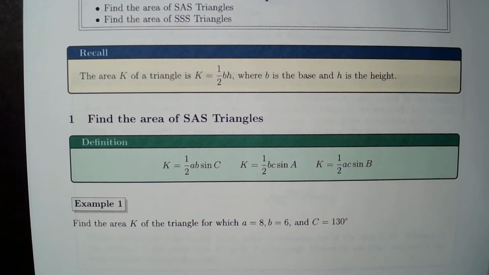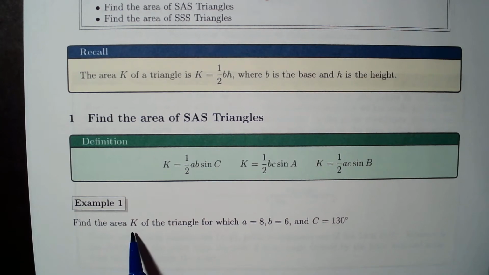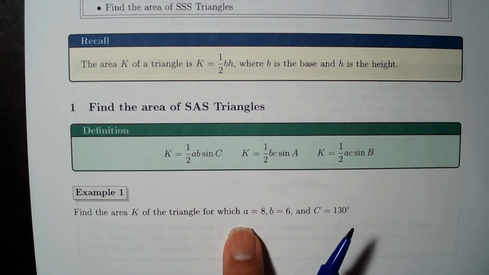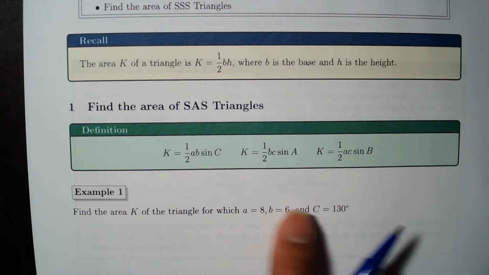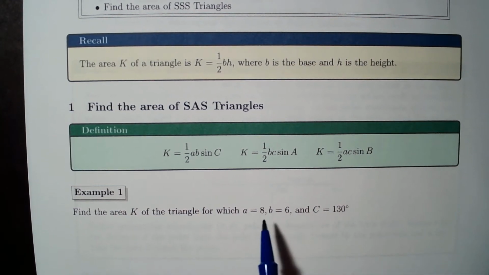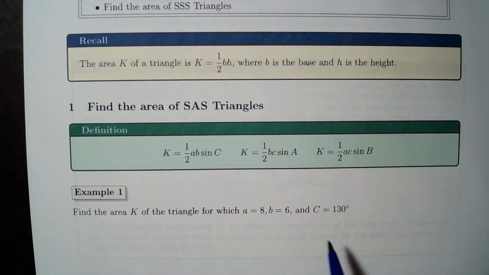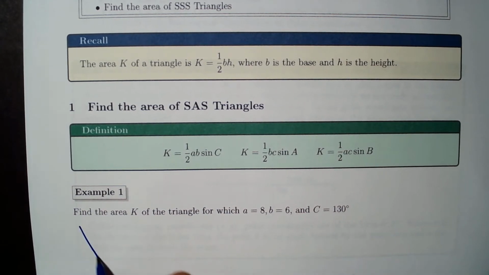Alright, so let's see. Find the area K of a triangle for which a equals 8, b equals 6, and C equals 130. Notice in this case we're given sides a and b, and the angle is 130.